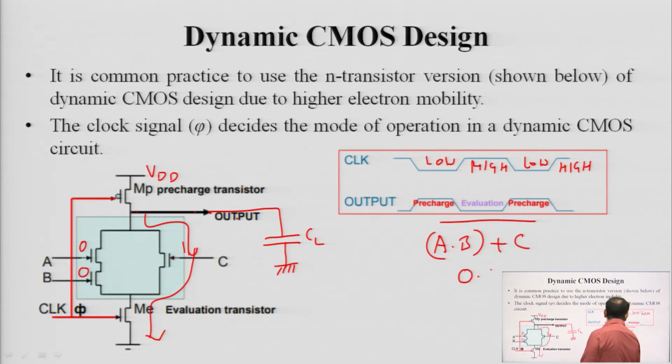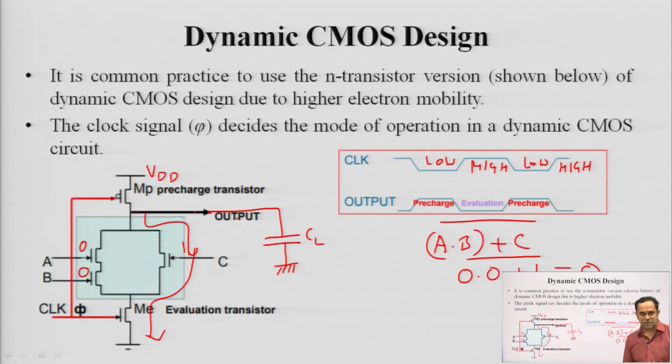When A is 0, B is 0, this logic operation for this input should give me a 0, and this is what happens. Now, the capacitor starts to discharge through this path and I get a 0 output.